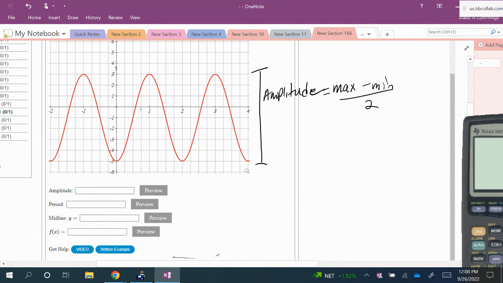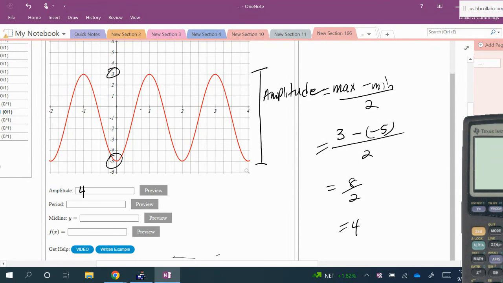Right, so we can see that our max value is 3 minus our minimum value, which is -5, divided by 2. So we have 8 over 2, which is 4. So our amplitude is 4. Right, so it's the maximum minus the minimum divided by 2.